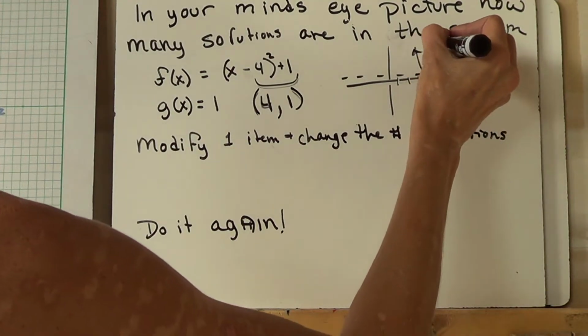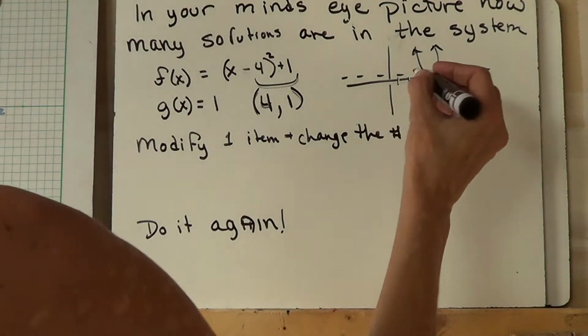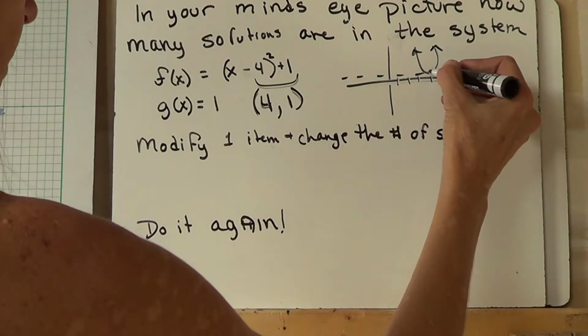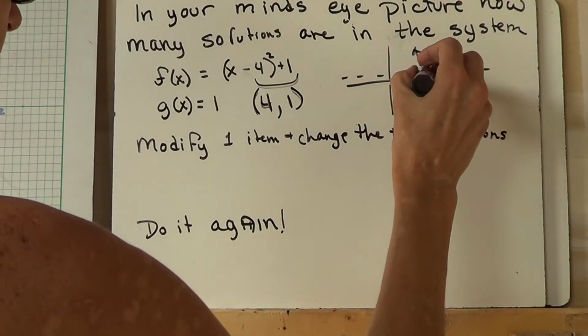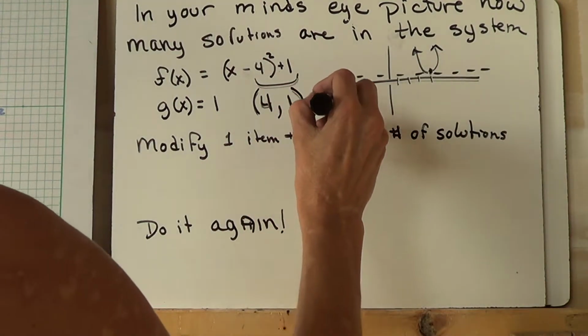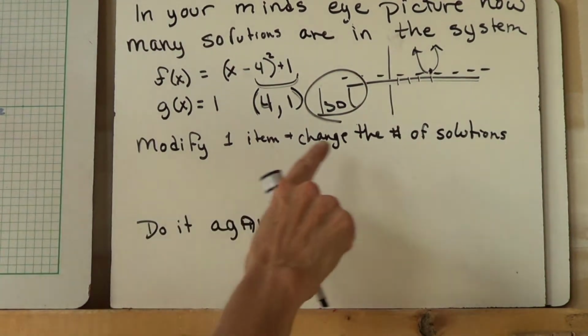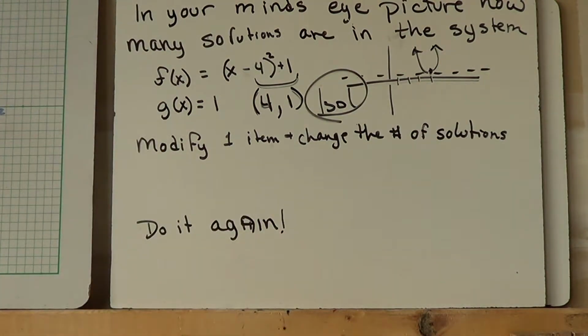How many solutions do we have? Remember, solutions are the shared points of the two graphs. And there's the vertex on this graph, that's your minimum point. It happens to lay on the line. So if you said there's one solution, you're right. Now, how can you modify one item up there to change the number of solutions?